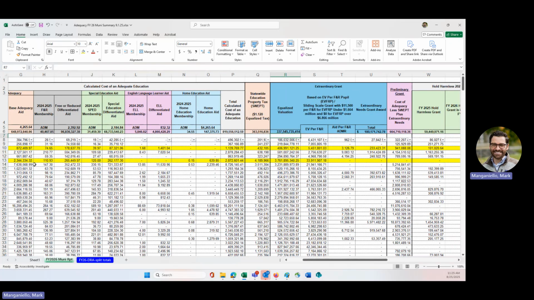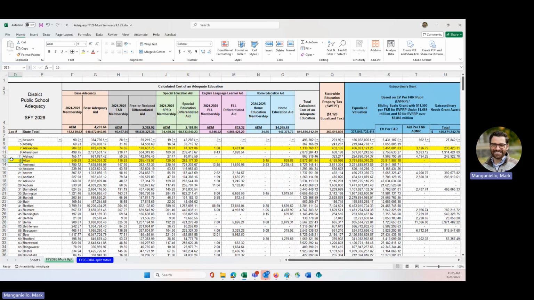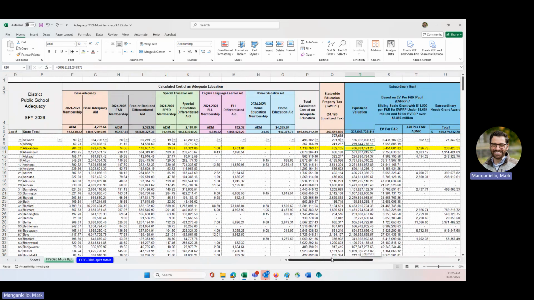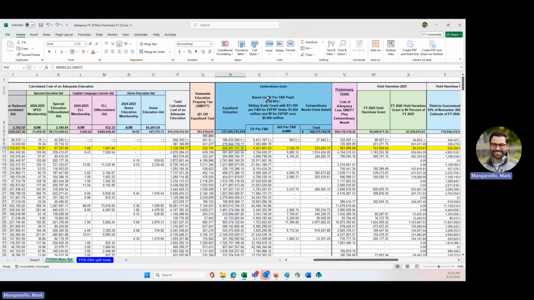So for a community like Alton, where their swept is above and beyond the cost of inadequate education, the formula is done for them. There's no additional funding that they're going to receive, because they're not going to qualify for these additional grant programs. But if we keep going with Alexandria, there's something called the Extraordinary Needs Grant.